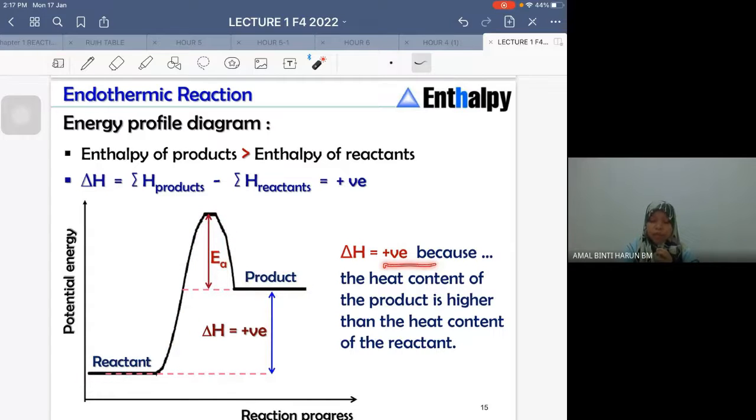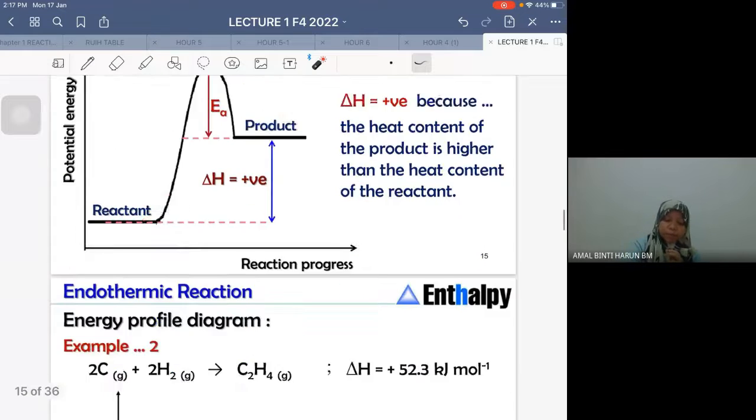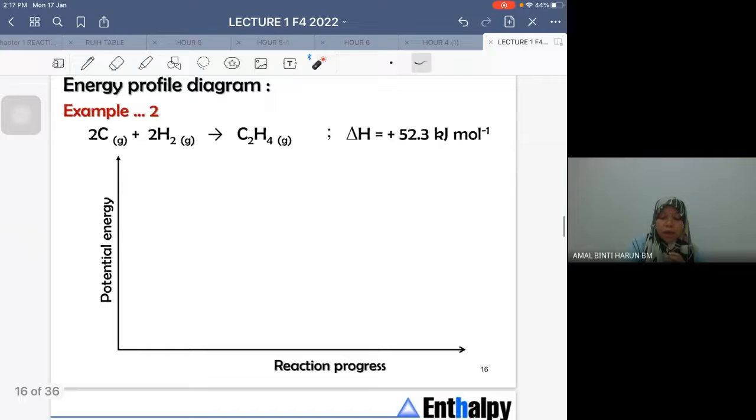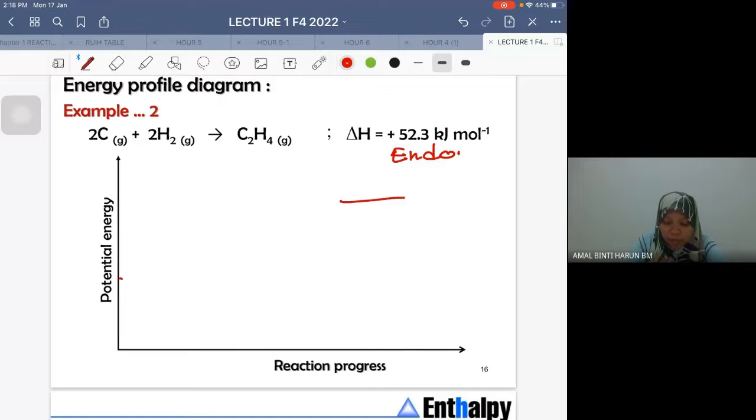So dekat sini kenapa positif? Sebab produk lebih tinggi tenaga berbanding reactant. Contoh, okay, the reaction of carbon and hydrogen producing ethene. So the energy, delta H dia, energy enthalpy change dia positive 52.3. So it is endothermic. Bila kita tahu endo, enthalpy of product is always higher than enthalpy of reactant.